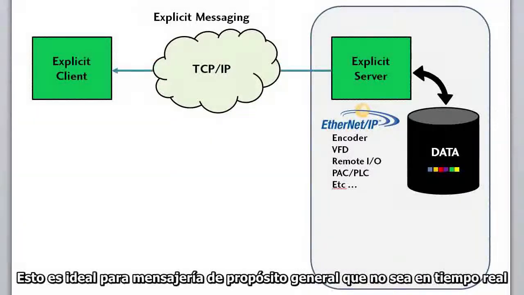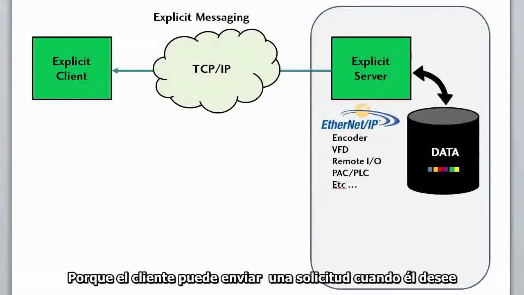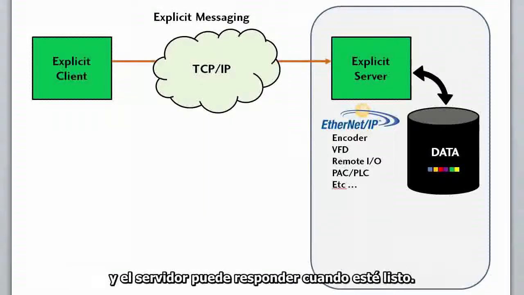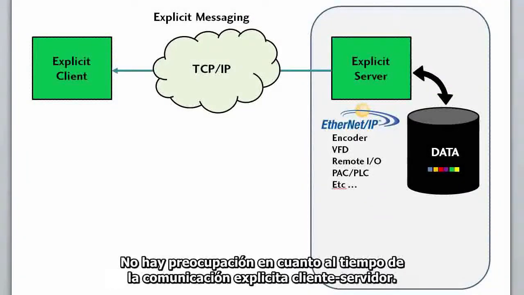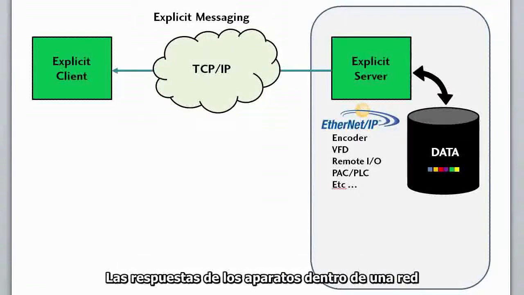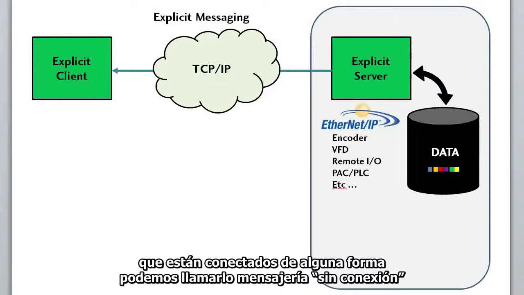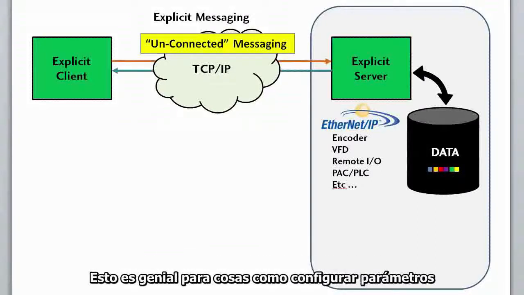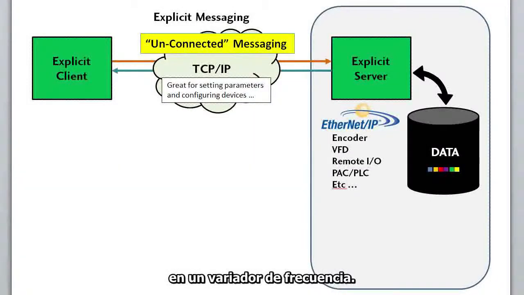This is ideal for general-purpose, non-real-time messaging because the client can send a request anytime it wants, and the server can reply whenever it's ready. There isn't anything time-critical about this explicit client-server communication. The two ends are just two devices sitting on a network that aren't really connected in any way, so we call this unconnected messaging. This is great for things like setting up parameters in a variable frequency drive.